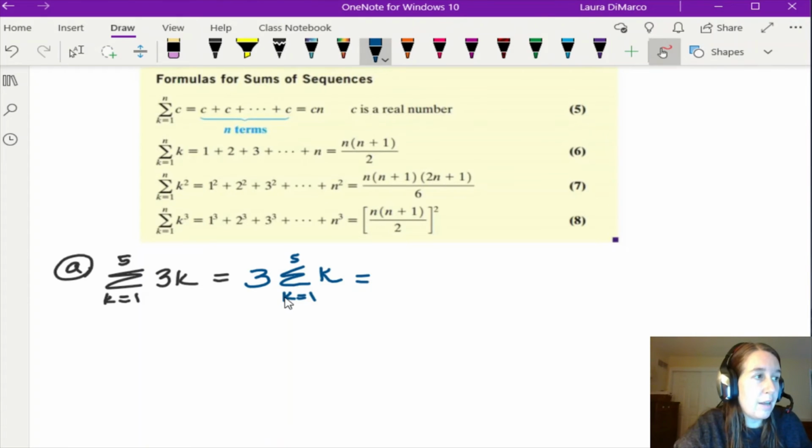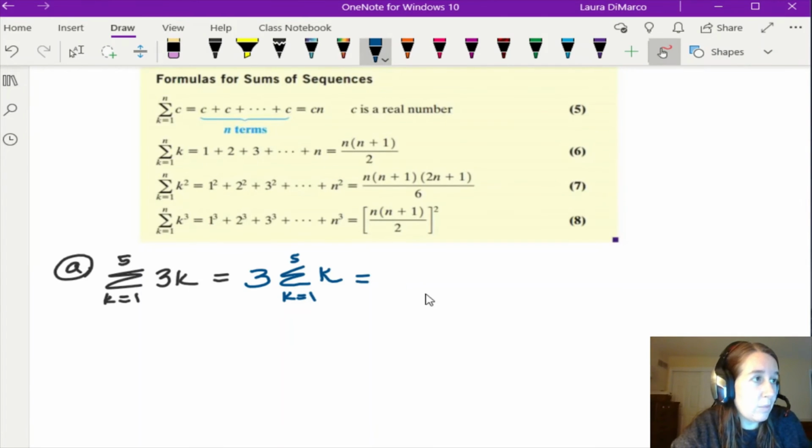So the sum from k equals 1 to 5 of k is this second formula. They call it number 6, right? Because we're counting up. In other words, this is 1 plus 2 plus 3 plus 4 plus 5. I mean, of course, it's only 5 numbers. We could actually just add them together. And maybe we'll do that to check it, okay?